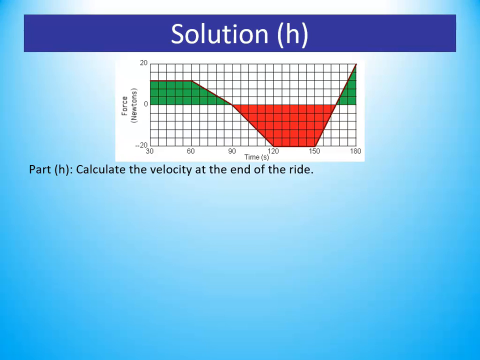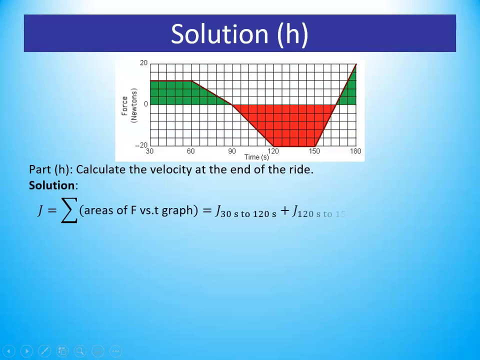Okay, how about calculate the final velocity at the end of the ride, given the whole graph, that is at 180 seconds, starting at 30 seconds. Well, same idea. The impulse is equal to the total sum of the areas under the force versus time graph. Well, we already got it from 30 to 120 seconds. I'm not going to bother recalculating that. But we still need to calculate from 120 to 150, and we actually already calculated from 150 to 180. We know that that part's 0.